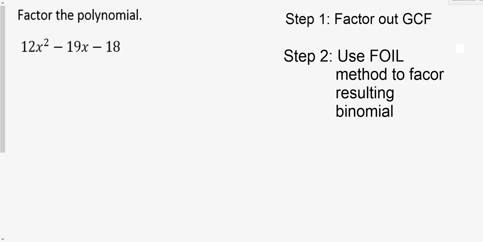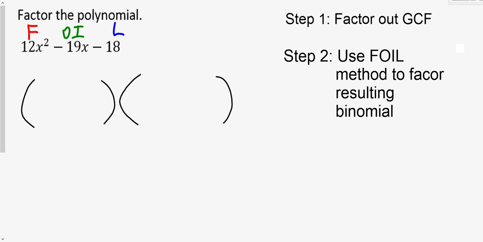So let's look at one more example of the FOIL method, all right? Like I mentioned before, the F in FOIL will produce this term. The L in FOIL will produce this term here, and the O and the I in FOIL will produce this one. So all I have to do is look for two binomials for which, when I multiply the first term by the first term, I get 12x squared. And also, when I multiply the last term by the last term, I get 18.